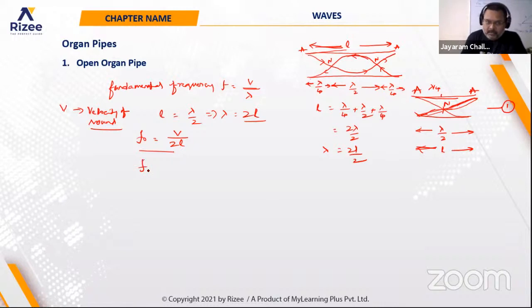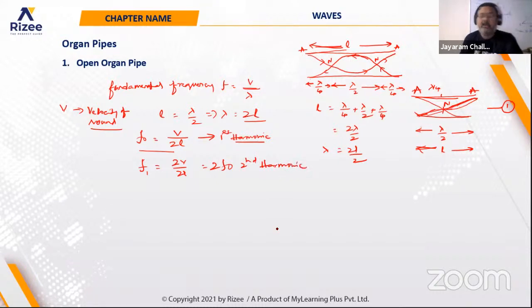So this is called your second harmonic, or two times the fundamental frequency, which is 2V by 2L. F1 is equal to 2 times F naught. And this, F naught, is called your fundamental frequency, or the first harmonic. And this is called the second harmonic. The higher orders of the frequencies are termed harmonics, and the second harmonic is also termed the first overtone.